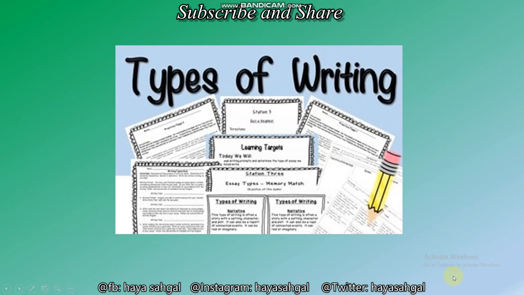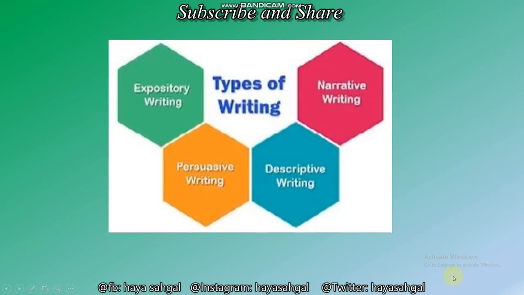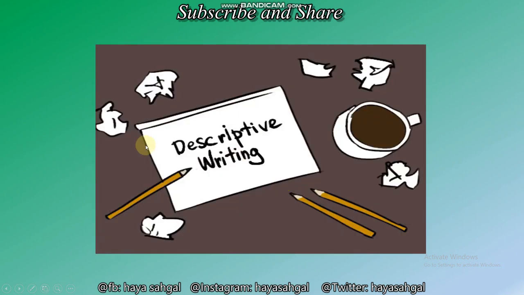Today we are going to start with the types of writing, as we have already discussed the writing skills. Now we should know what different styles we can carry to write different types of writings. Here we have the main types of writing. The first one is descriptive writing, second narrative writing, then expository writing and persuasive writing. Today we will start with the first one, that is descriptive writing.